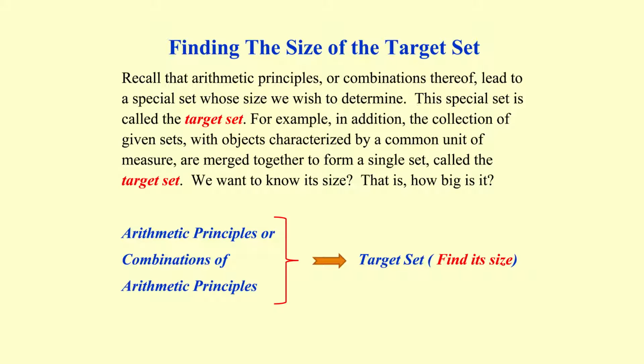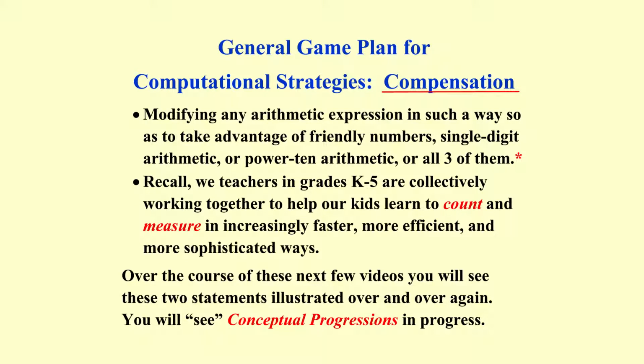So the arithmetic principles or combinations of the arithmetic principles lead to a target set, and we want to find the size. In this first session, we're going to look at the arithmetic principle called addition. And remember that these computational strategies all fall under the general umbrella term called compensation. And remember that compensation is nothing more than modifying any arithmetic expression in such a way so as to take advantage of friendly numbers, or single-digit arithmetic, or power 10 arithmetic, or perhaps all three of them.